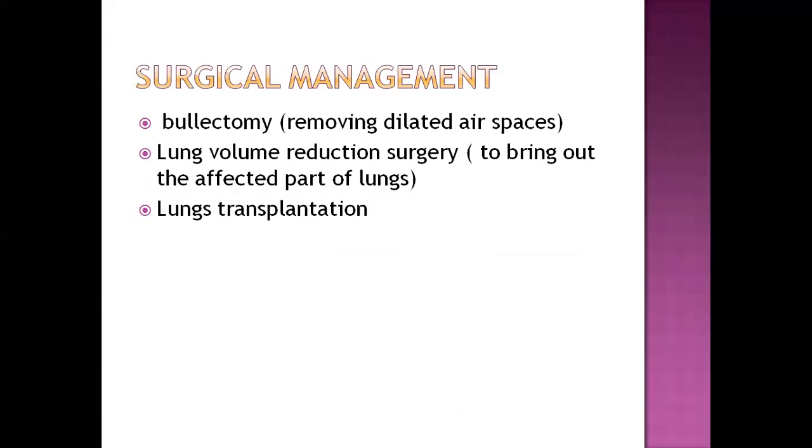Surgical management: we can perform bullectomy, that is removing dilated air spaces, removing the air spaces which are no longer working. Lung volume reduction surgery is done to remove the infected and non-working parts so that the body can still carry on performing respiration with the working part. Also, lung transplantation can be done. A lobe of lung can be transplanted so that the patient's air exchange can be performed properly.